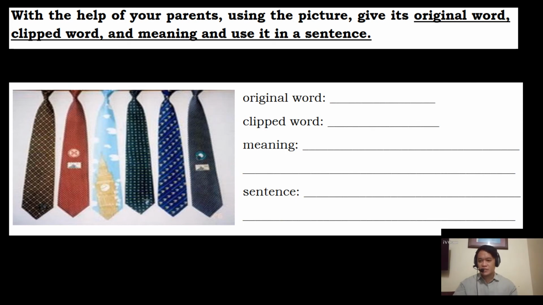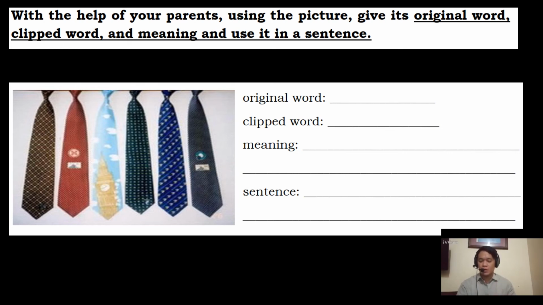Alright, next activity. Tapos na yung kanina. Again, dito, pwede din kayo mag-pause ulit. Kasi video naman ito. So, this time, the direction is with the help of your parents. Kung sino mang guardian o parent ang nandyan, pwede kayong manghahingi ng tulong. Using the pictures, nakikita natin dyan sa my left side, meron tayong larawan, give its original word. So, hahanapin ulit ang original word. At the same time, ulit, ilalagay niyo yung clipped word. Original word, tapos yung clipped word. And meaning, use it in a sentence.